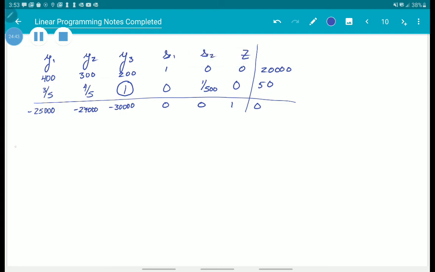So now we need to take row 1 and replace it with row 1 plus negative 200 times row 2, and replace row 3 with row 3 plus 30,000 times row 2.